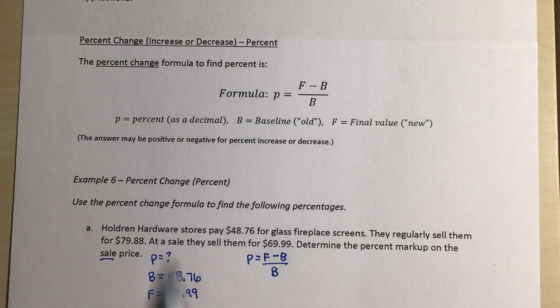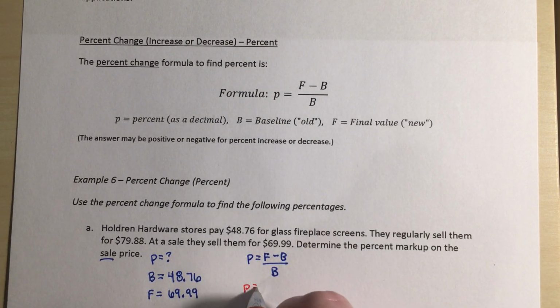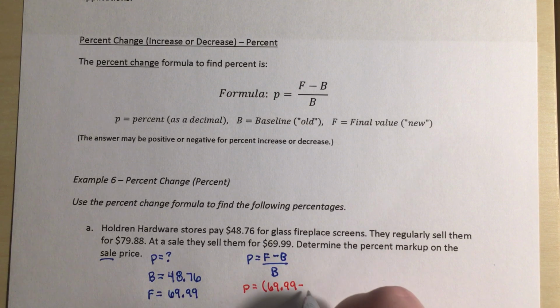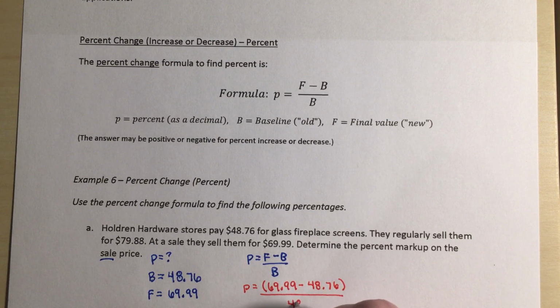Right, so let's work through this. P equals, up top, our F, $69.99. That was our sale price that was in question, minus the base price, what they pay, the $48.76, divided by our baseline, which is also that $48.76.